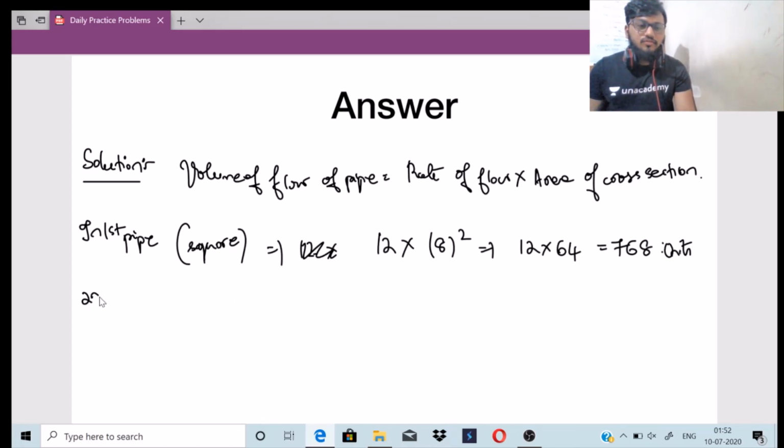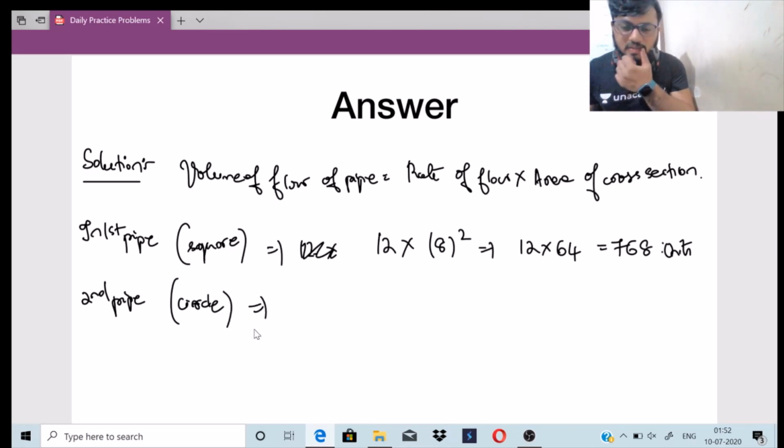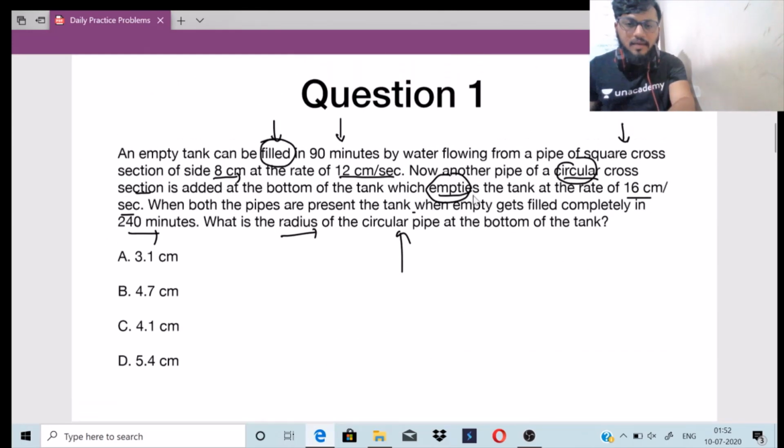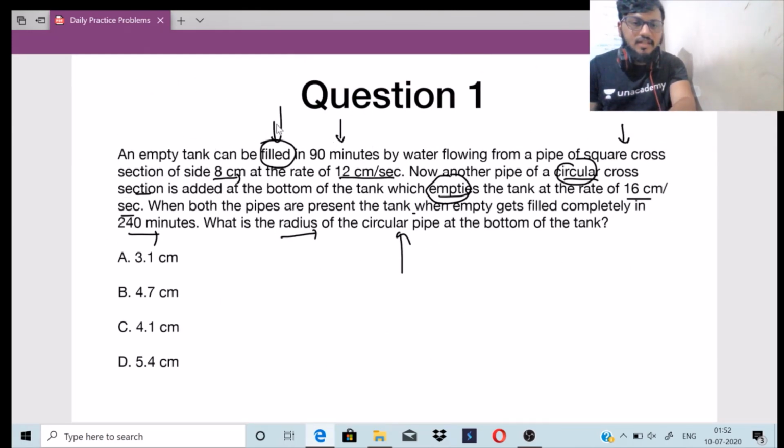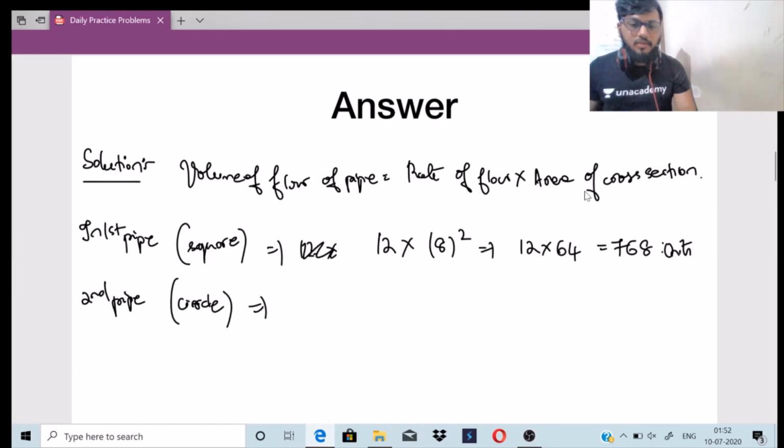Now moving forward to the second pipe. What is the second pipe? The second pipe is a circular cross section. And one thing we know is that there is a single tank, and you are adding both these pipes. So the volume of flow which is added has to be subtracted. The square pipe is filling up the tank and the circular pipe is emptying it. So whatever volume the square pipe is bringing, that volume has to be subtracted by the circular pipe.